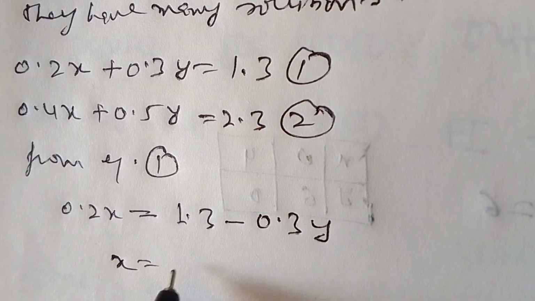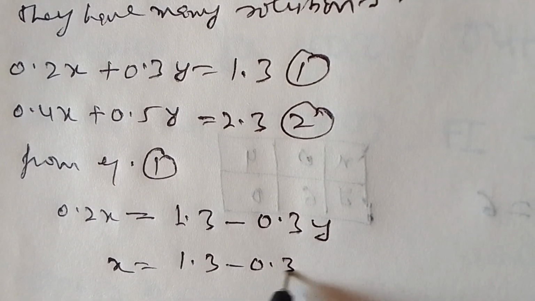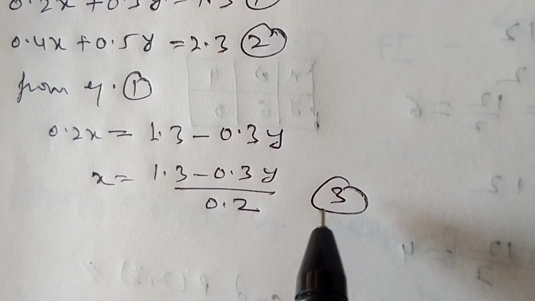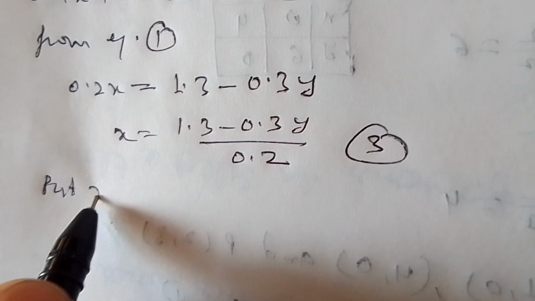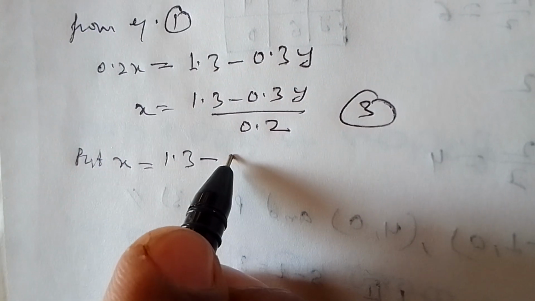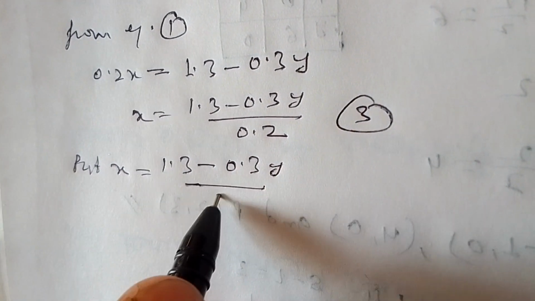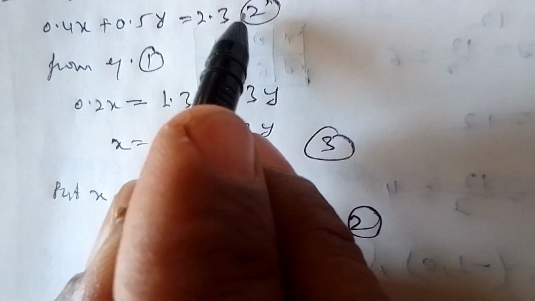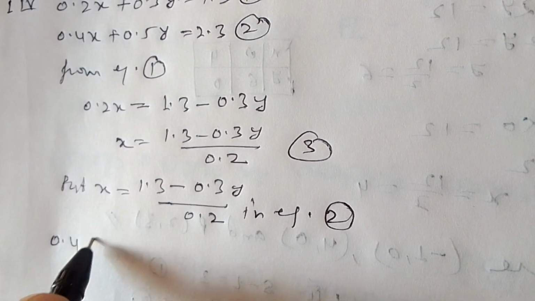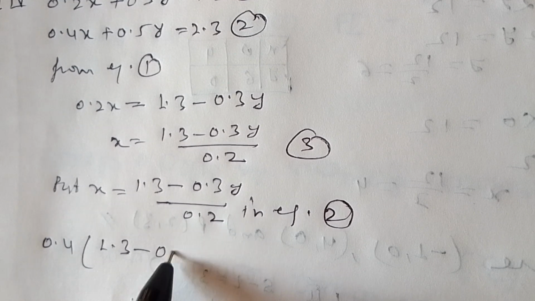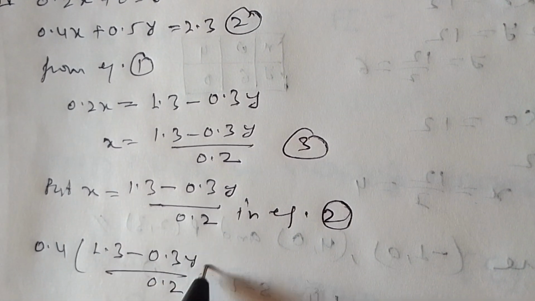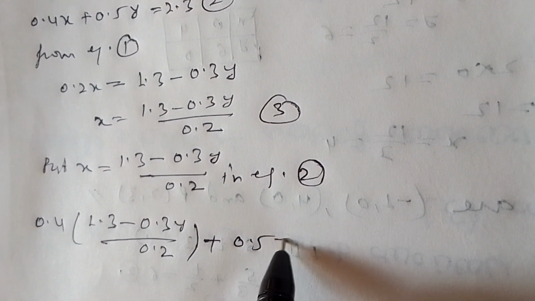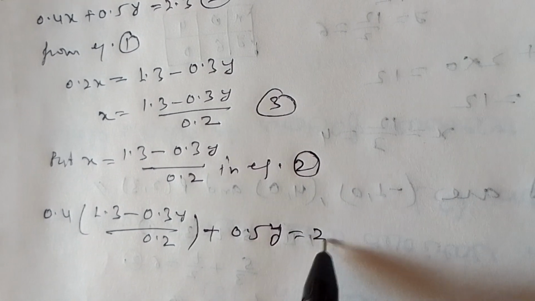So x comes out to be (1.3 minus 0.3y) divided by 0.2. So this is equation 3. Put x = (1.3 minus 0.3y) divided by 0.2 in equation 2. In this equation, putting the value of x, we get 0.4 multiplied by (1.3 minus 0.3y) divided by 0.2 plus 0.5y is equal to 2.3.